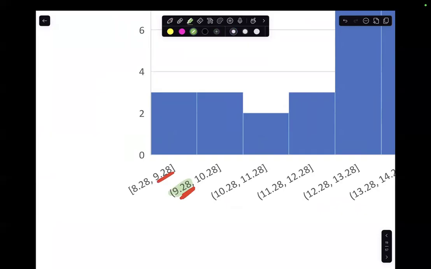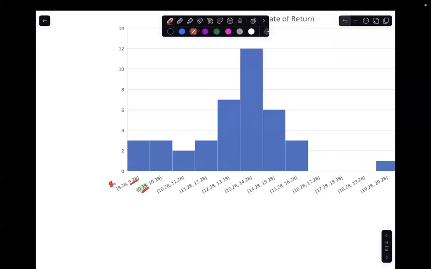That's the lowest class value. I forgot the whole word. Anyway, that's the lower class limit. That's the word. The lower class limit is 9.28. So technically, this one right here goes from 8.28 to 9.27, technically.